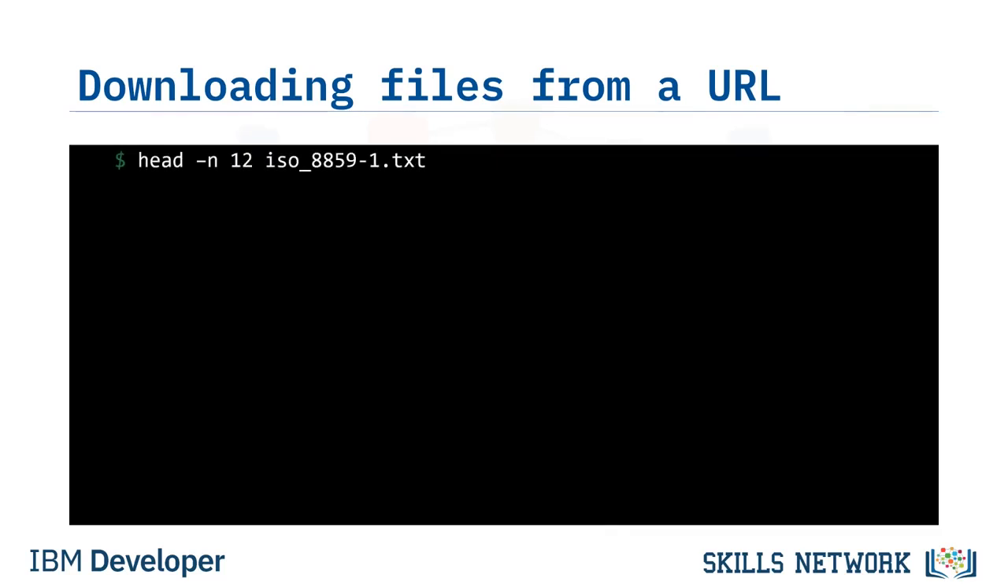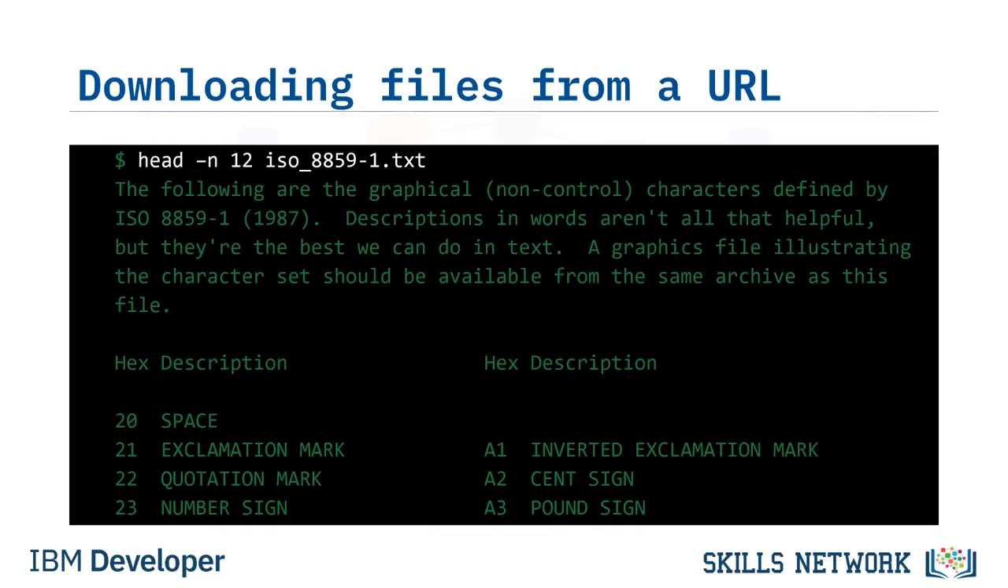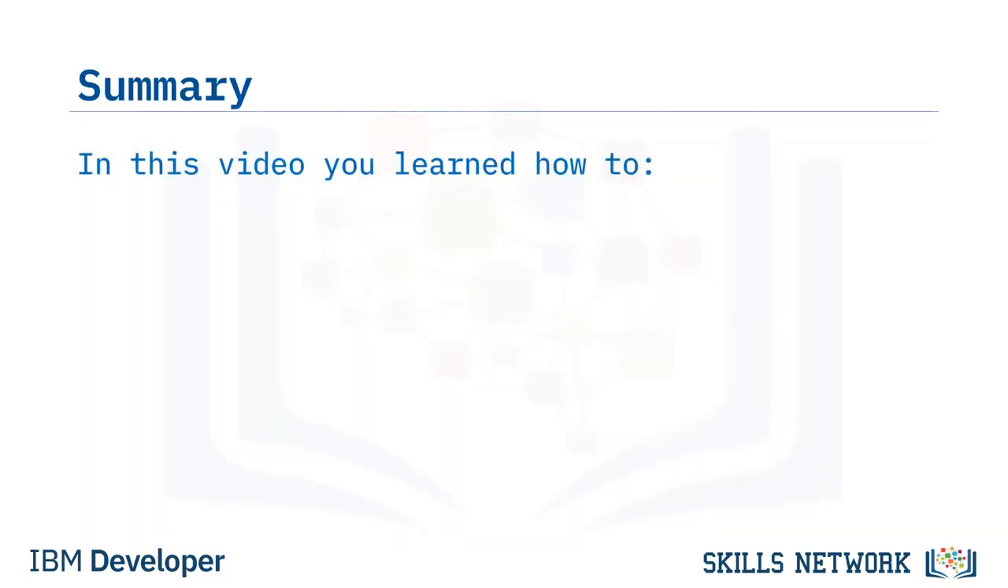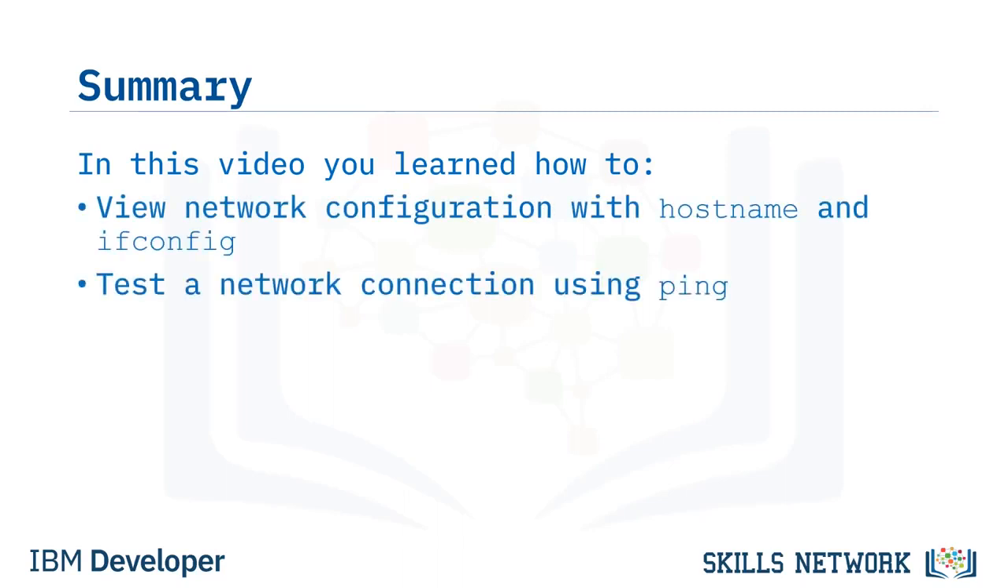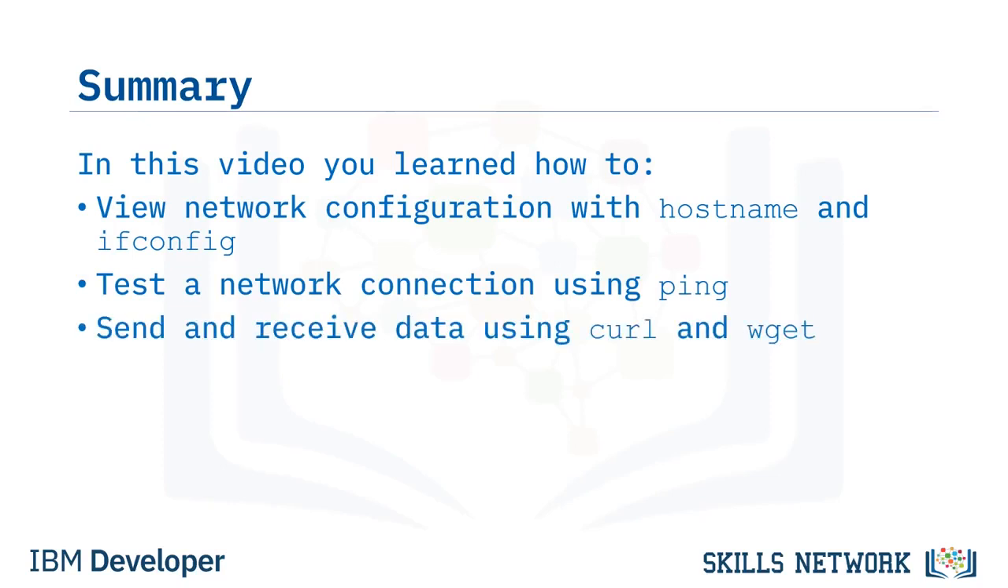By entering head -n 12 ISO_8859-1.txt, you see the first 12 lines of the contents of the downloaded file. As expected, the file contains the exact same data that you just saw on the previous slide. In this video, you learned how to view network configuration with hostname and ifconfig, test a network connection using the ping command, and send and receive data using the curl and wget commands.